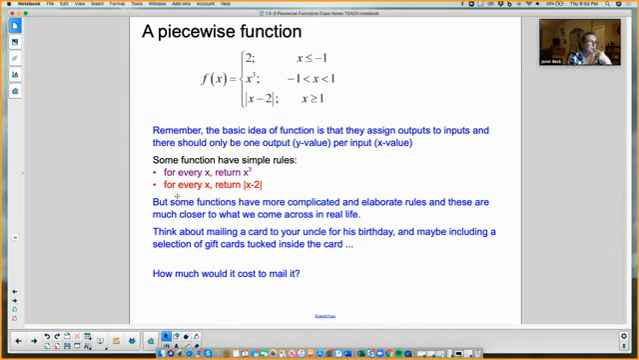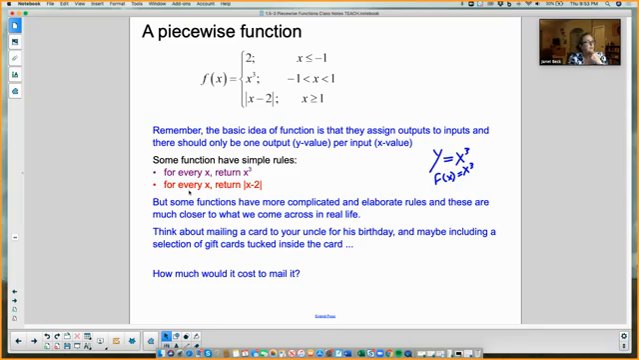And most functions, well, that's a lie, actually, in real life. This isn't true. But most of the functions that we deal with in math have got very simple rules. For instance, for every x, return x cubed. What do we mean by that? We mean we're looking at the function y equals x cubed. Whatever x is, our y value will be that x value cubed.